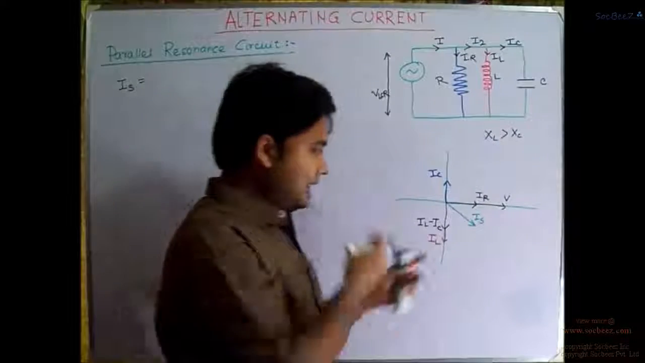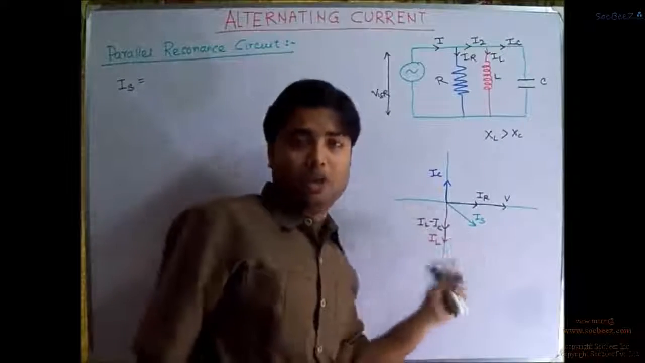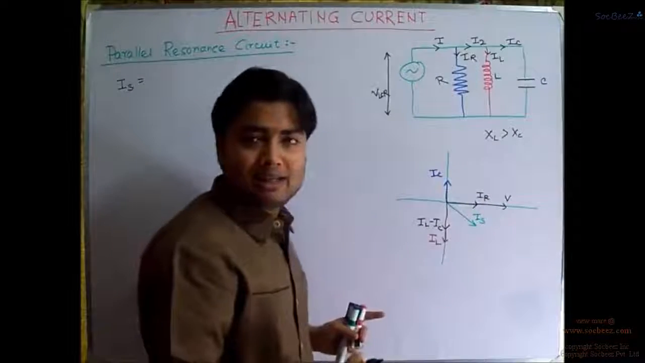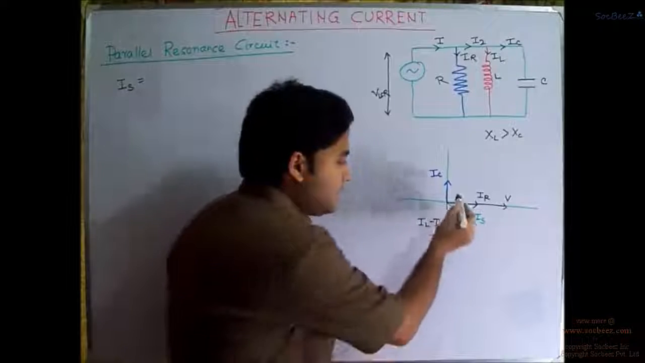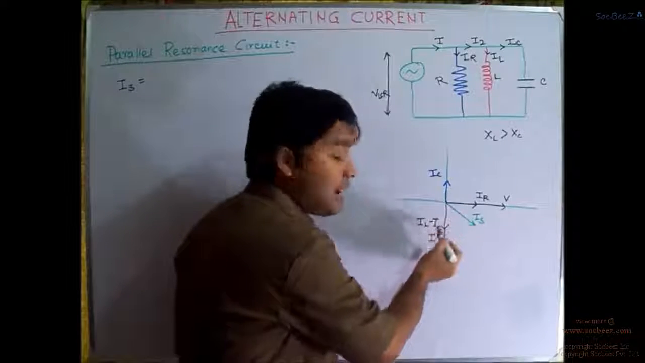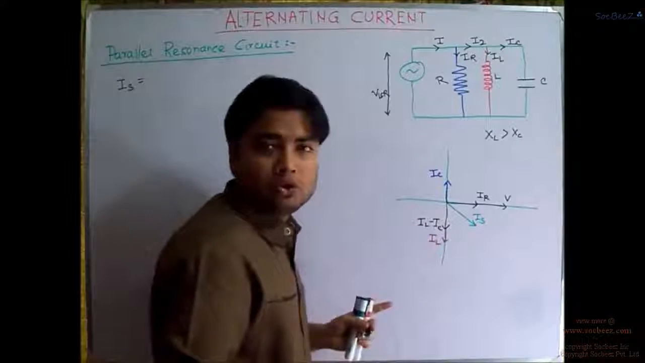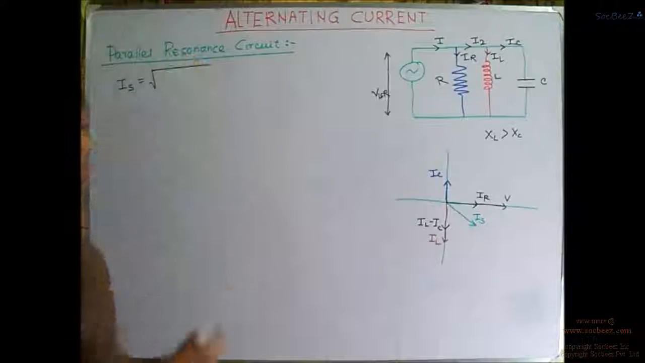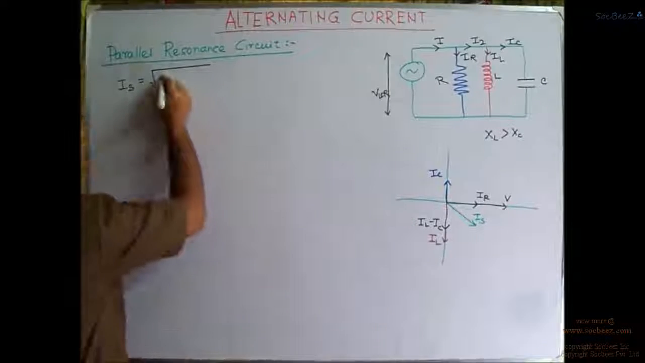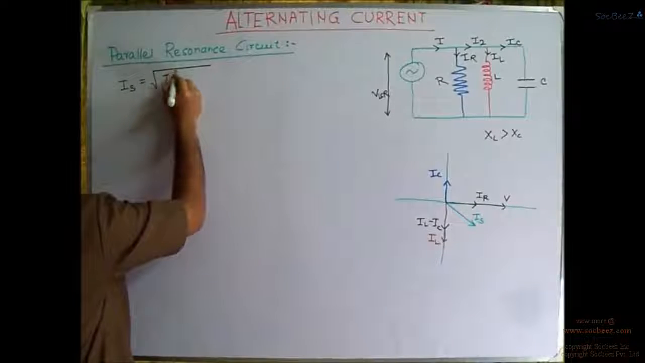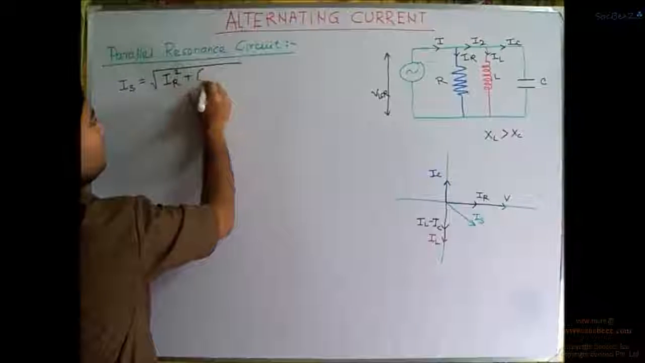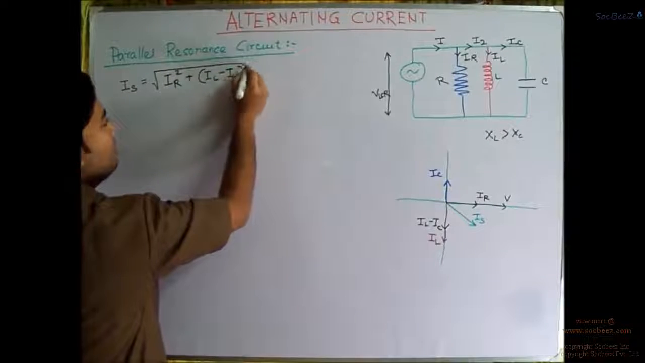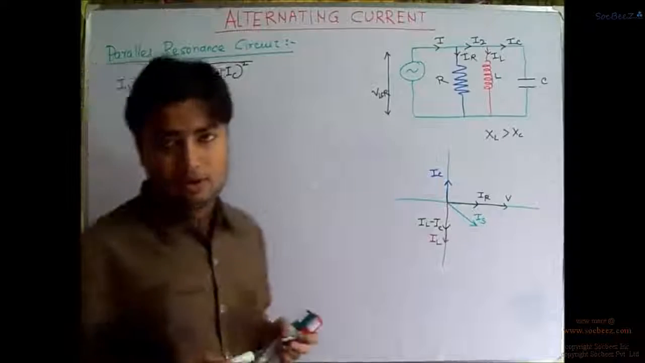Now applying this concept of the phasor diagram, we can write this IS. See, this IS is a vector addition of which ones? Of IR and IL minus IC, right? And what is the angle between IR and IL minus IC? Simply pi by 2, right? So applying the Pythagoras theorem, IS will simply be equal to the square root of IR square plus IL minus IC whole square, right?